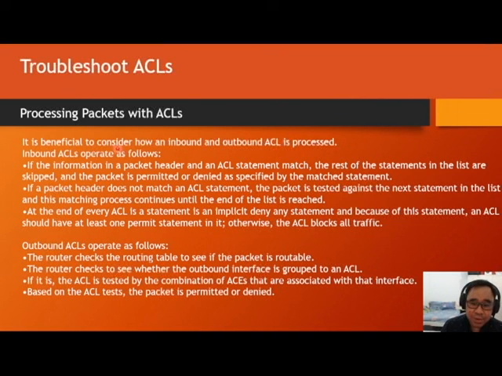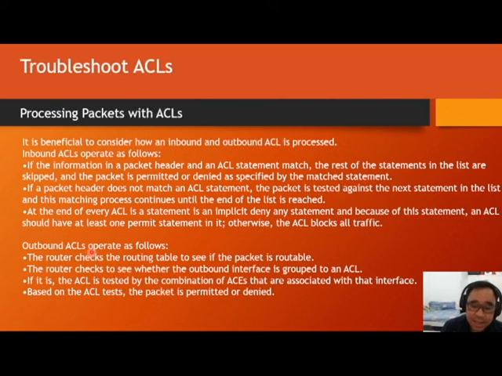It is beneficial to consider how an inbound and outbound ACL is processed. Inbound ACLs operate as follows. If the information in a packet header and an ACL statement match, the rest of the statements in the list are skipped and the packet is permitted or denied as specified by the matching statement. If a packet header does not match an ACL statement, the packet is tested against the next statement in the list, and this matching process continues until the end of the list is reached. So at the end of every ACL is an implicit deny statement. Because of this statement, an ACL should have at least one permit statement in it. Otherwise, the ACL blocks all traffic.